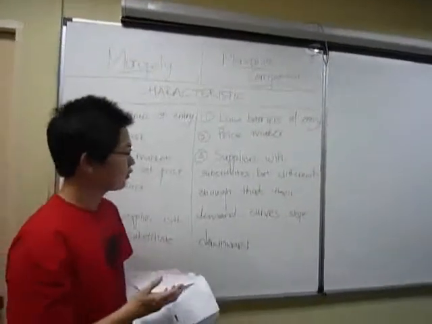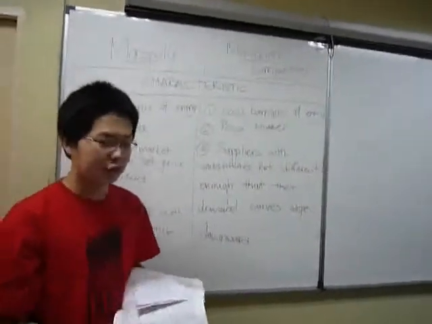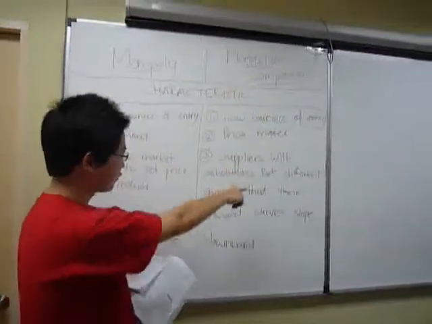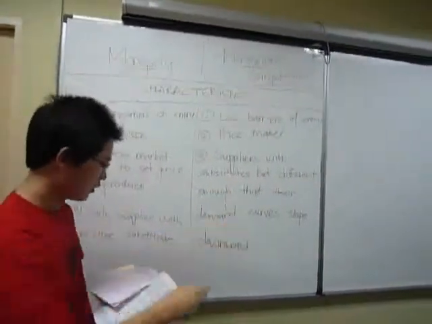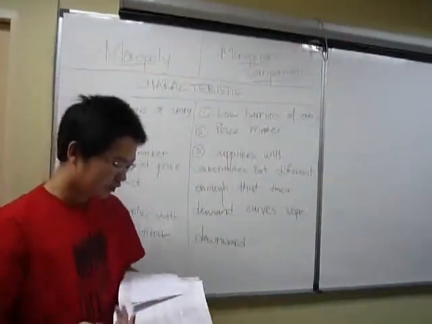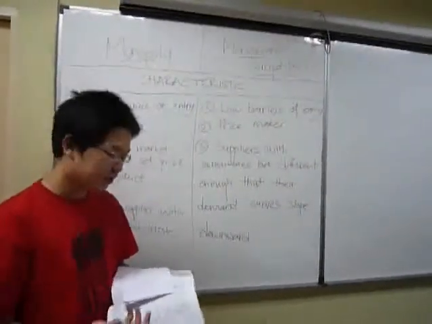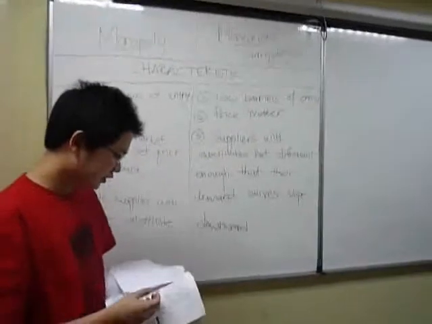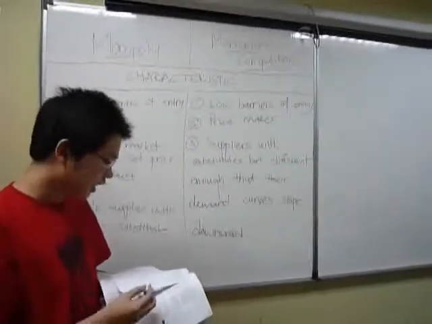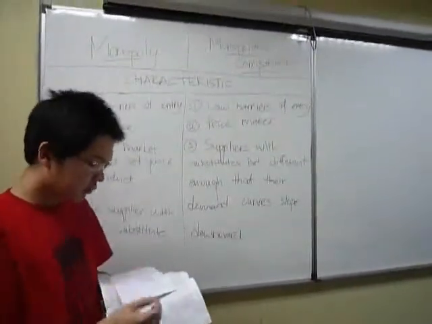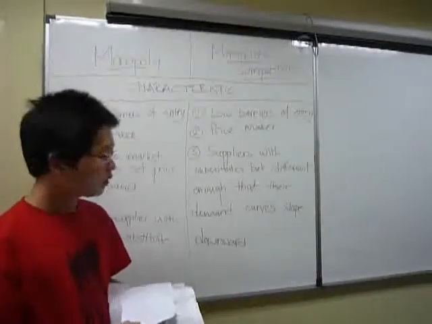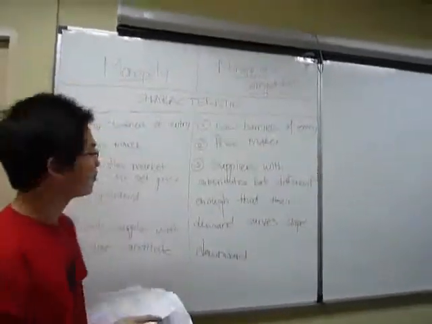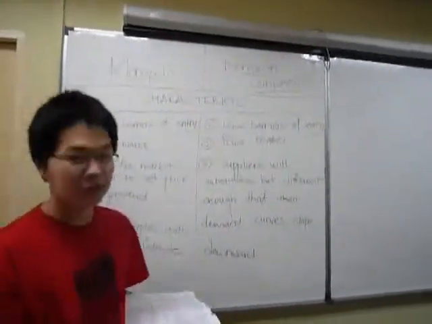Suppliers with substitutes means, for example, Starbucks and Coffee Bean. As for different enough that their demand curve slopes downwards, it means, for example, Starbucks and Coffee Bean. Let's say Starbucks increases their price. As price increases, the demand decreases. This is because people will substitute Starbucks with Coffee Bean, because Coffee Bean's price is lower. So yeah, those are the characteristics for monopolistic competition and monopoly.